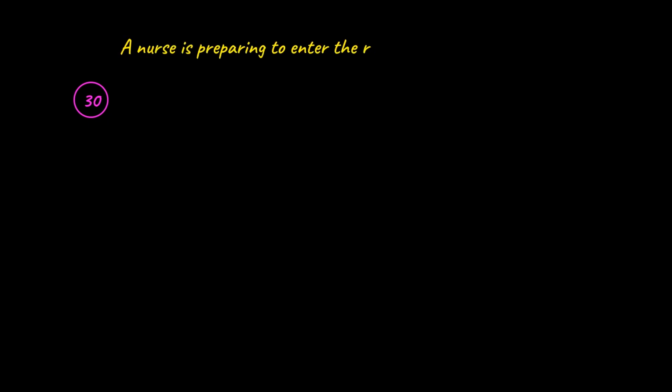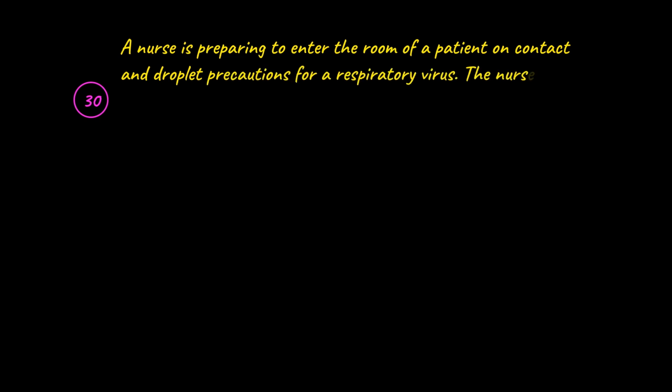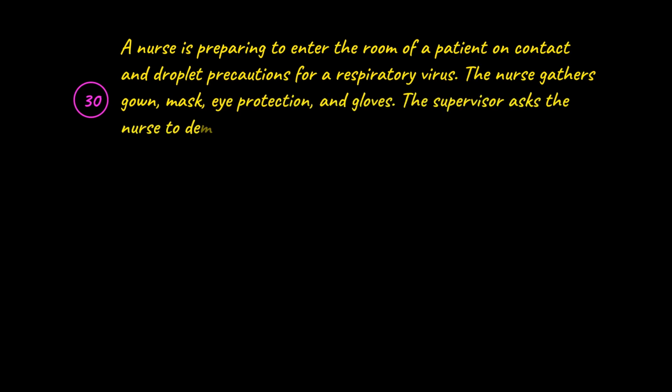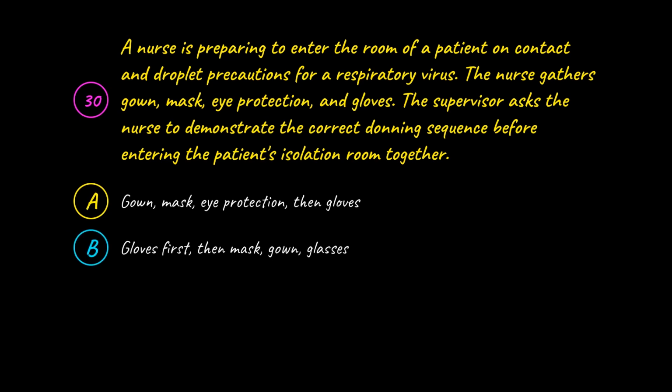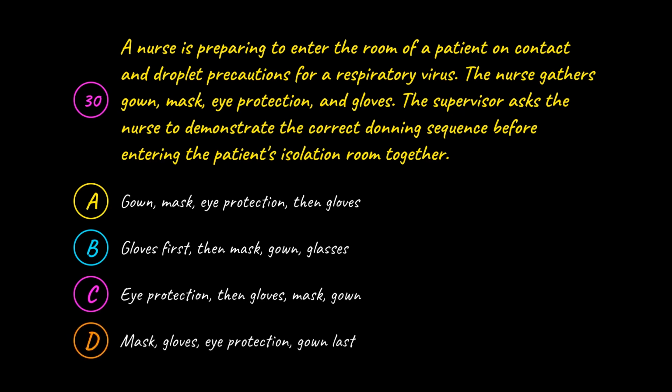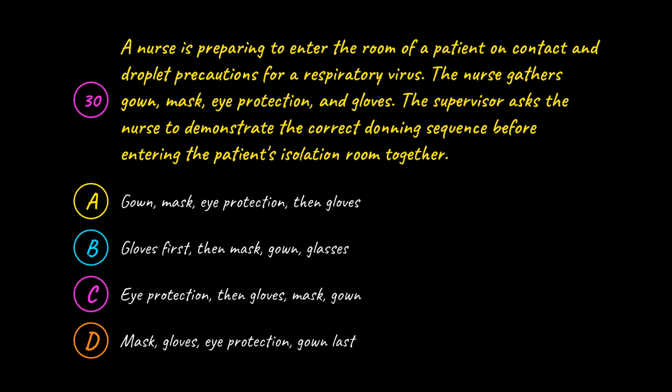Question 30. A nurse is preparing to enter the room of a patient on contact and droplet precautions for a respiratory virus. The nurse gathers gown, mask, eye protection, and gloves. The supervisor asks the nurse to demonstrate the correct donning sequence before entering the patient's isolation room together. Your options are A. Gown, mask, eye protection, then gloves. B. Gloves first, then mask, gown, glasses. C. Eye protection, then gloves, mask, gown. D. Mask, gloves, eye protection, gown last. Which would you go with? Lock it in before the reveal.